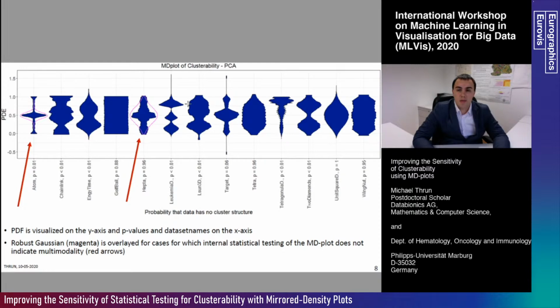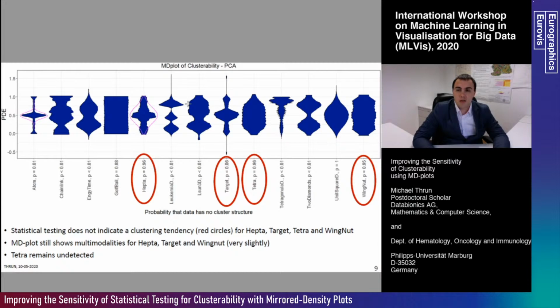This enables a more distinct visualization if multimodalities are present in a distribution. So for this investigation, the common PCA was used and the first principal component is visualized, and we see the statistical testing doesn't indicate any cluster tendencies for the data set marked by the red circles. We see that for this data set, the MD plot still shows multimodalities in the case of HEPTA, TARGET, and very slightly for WINGNUT, but for TETRA it doesn't show any multimodality.